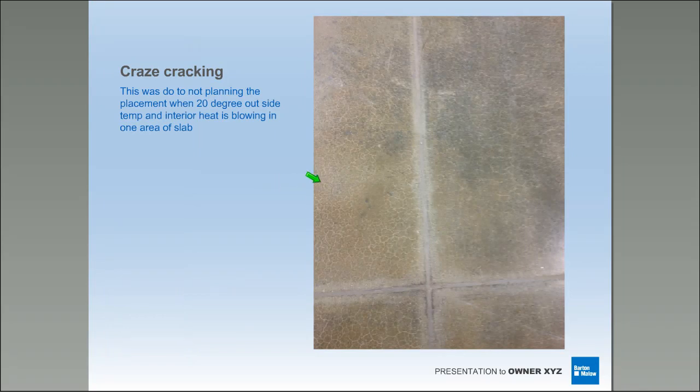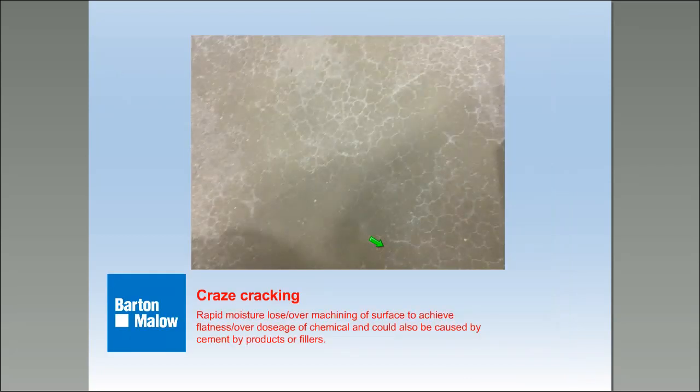This, we're getting into some craze cracking. This happened on a project where it was 20 degrees outside. We had some major roof units blowing directly on the slab inside. If you look closely, you can see the craze cracking, mainly in these areas where the heat was blowing so hard on it that it sucked all the hydration out of it, and we ended up with some craze cracking on the surface. The only way to get rid of it is to cut through it. It's not that deep, but you're going to see aggregate, right?